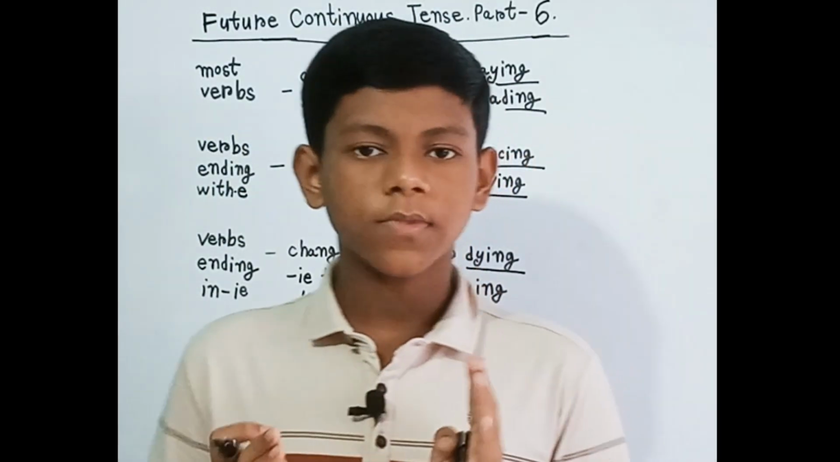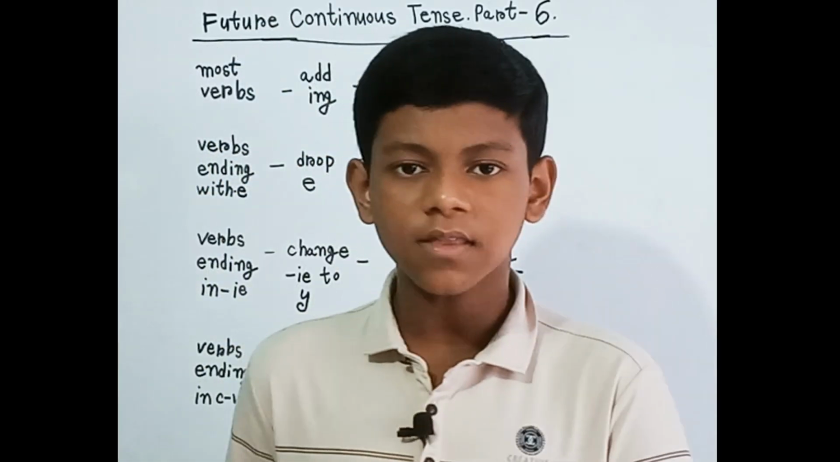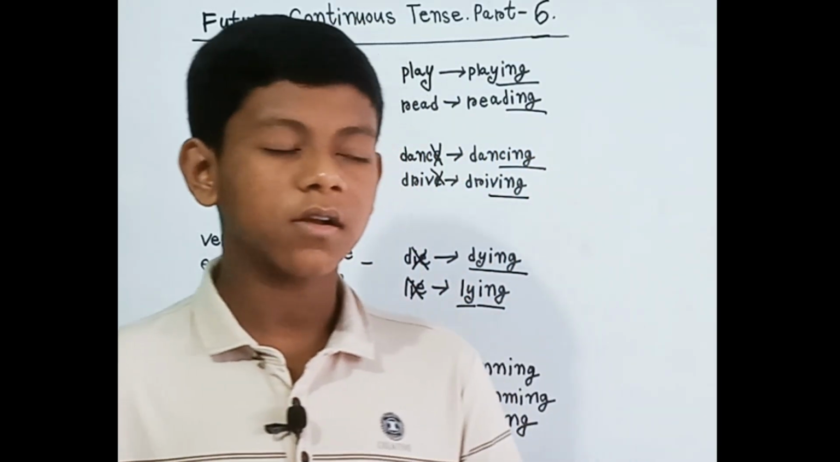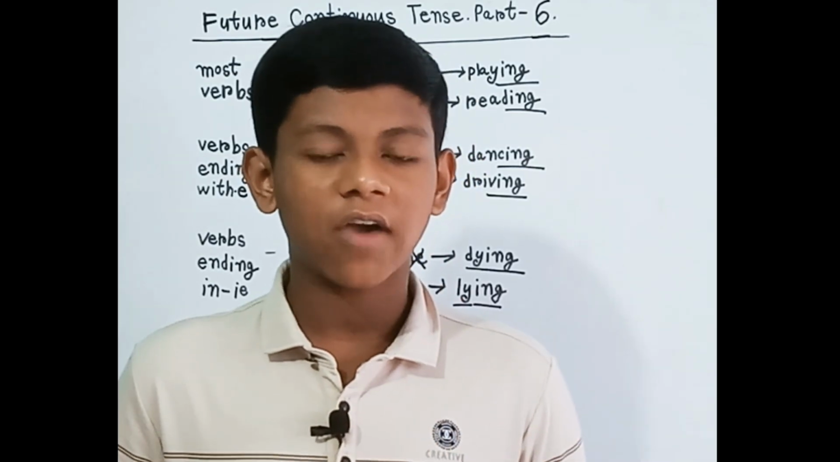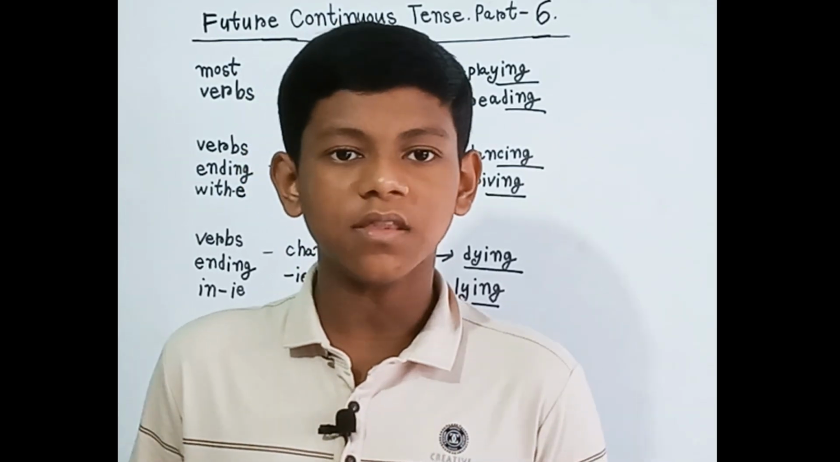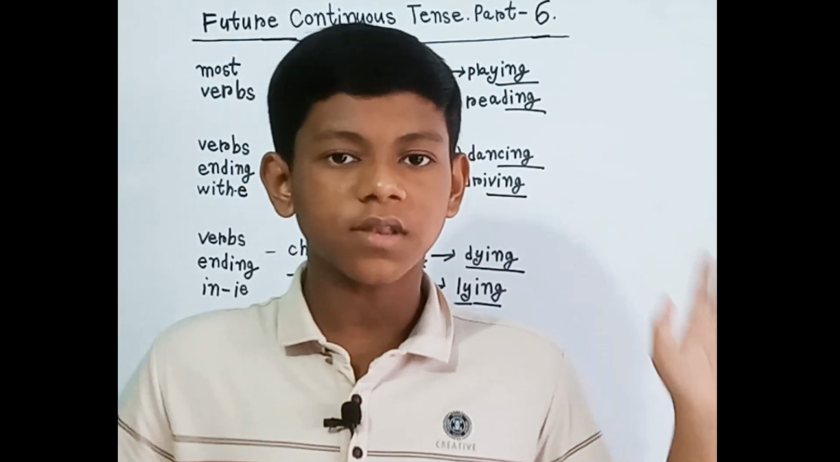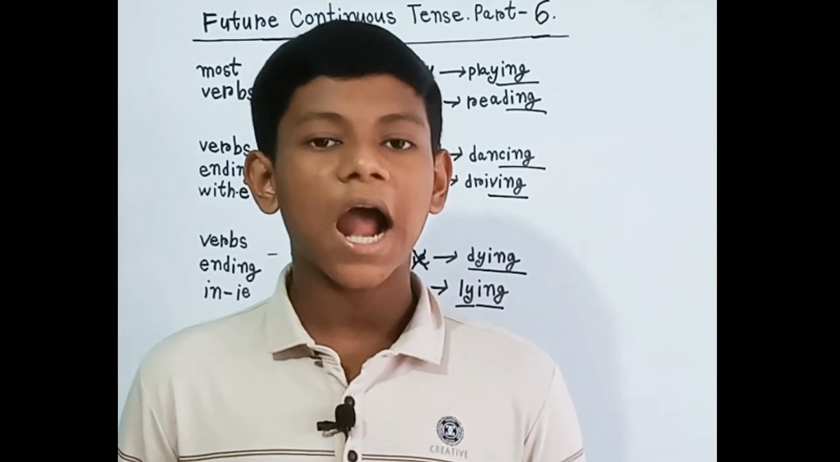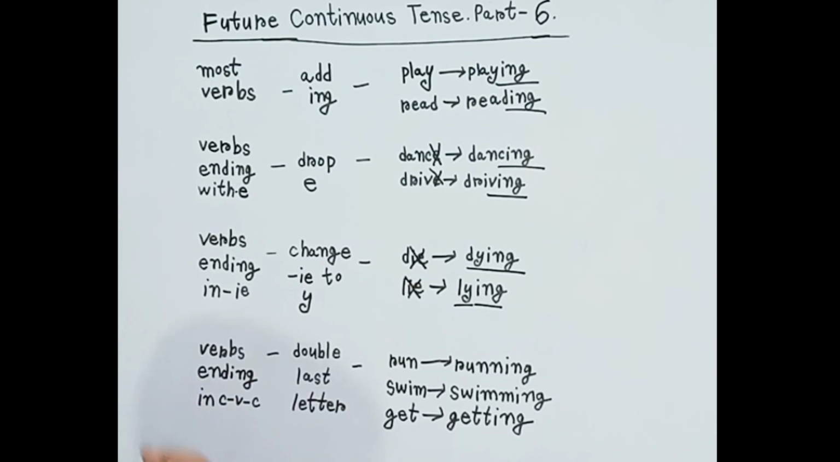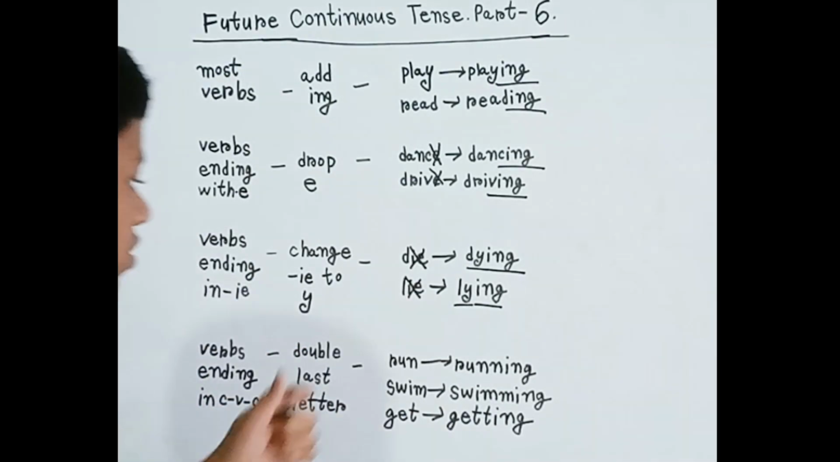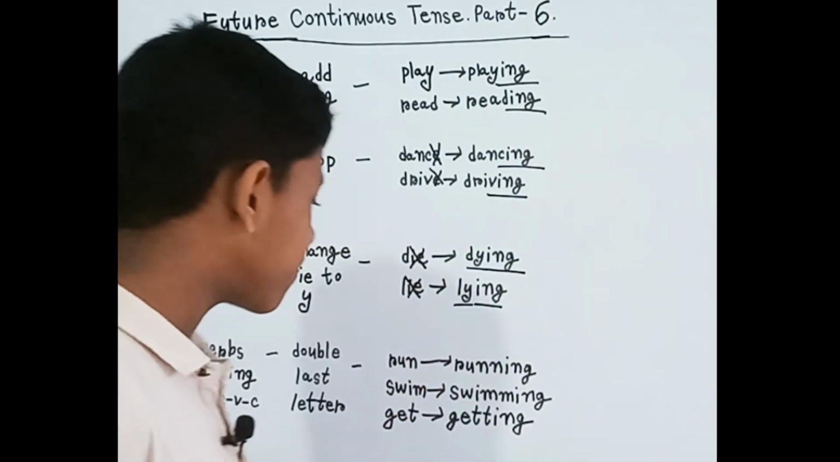So what does the vowel mean? We know there are 5 types of vowel: A, E, I, O, U. These are the vowels, and without these, all the other letters are consonants. So when it is CVC, we have to double that. Let's see some examples here.